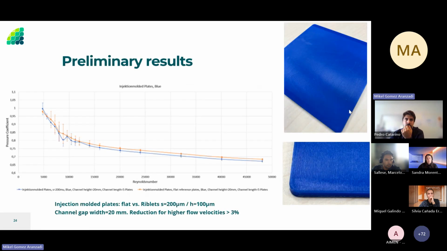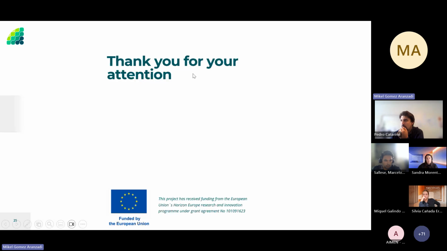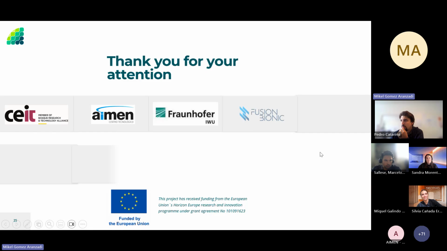So we are doing the texturing right now of the final demonstrators. We don't have results for them yet, but in this pre-validation we did with simpler parts, injected with the same material as the industrial fans, we already saw a reduction of 3% in the drag. So this is very promising. This is all from my side, and thank you for your attention.